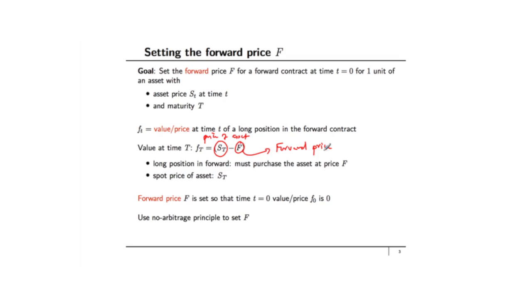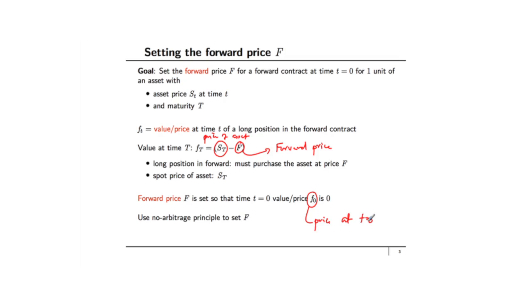The forward price, capital F, is set in such a manner that at time t equal to 0, the value or the price of the forward contract, f_0, is exactly equal to 0. So f_0, this is the price at time t equal to 0, and that must be set equal to 0, which means that you are indifferent between taking either a long position or buying the contract, or taking a short position or selling the contract. The buyers and sellers are indifferent about taking any position.